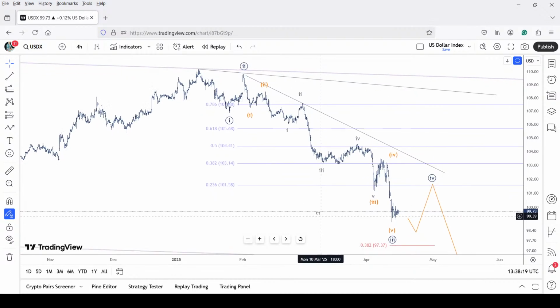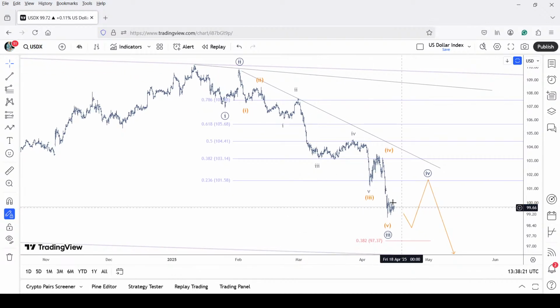It really gives me a very strong feeling of sub-minute degree wave 4 in the making, and one more push lower before that wave 4 minute rallies. All right, so from a price perspective, we might see one more decline towards 98.25 as we were discussing earlier.